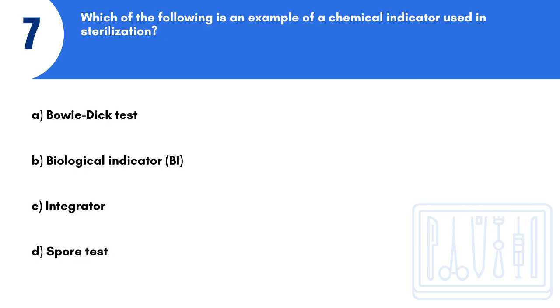Question 7. Which of the following is an example of a chemical indicator used in sterilization? A. Bowie-Dick test. B. Biological indicator, BI. C. Integrator. D. Spore test.